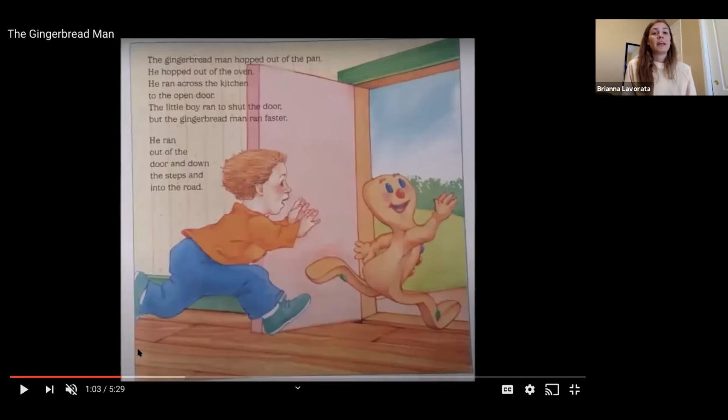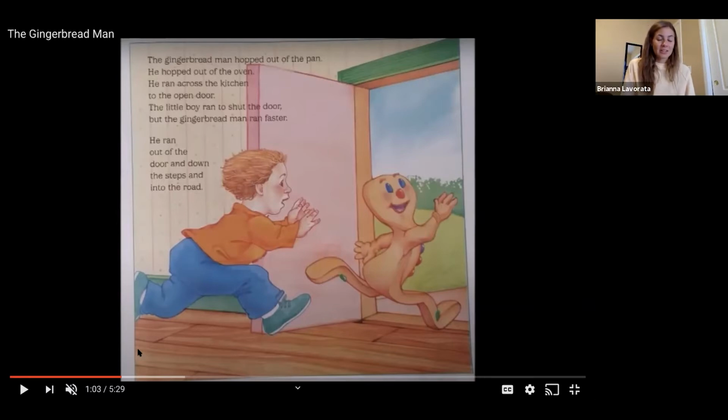The gingerbread man hopped out of the pan. He hopped out of the oven. He ran across the kitchen to the open door. The little boy ran to shut the door, but the gingerbread man ran faster. He ran out of the door and down the steps into the road.